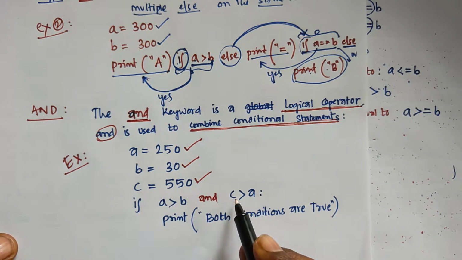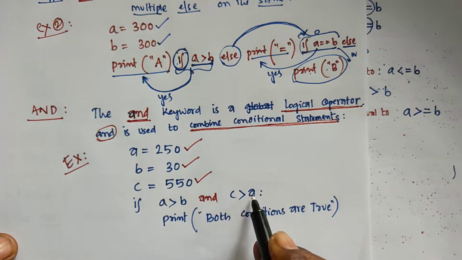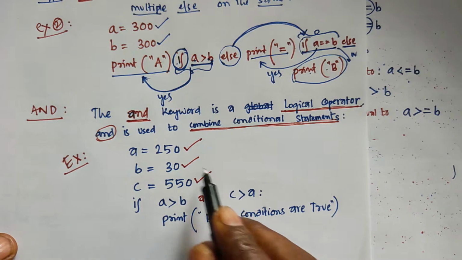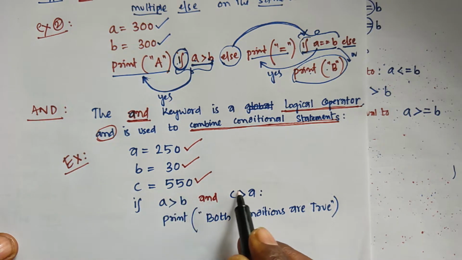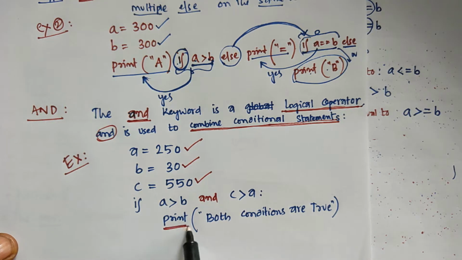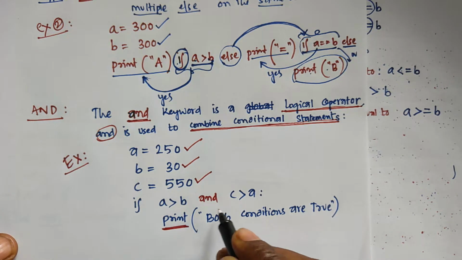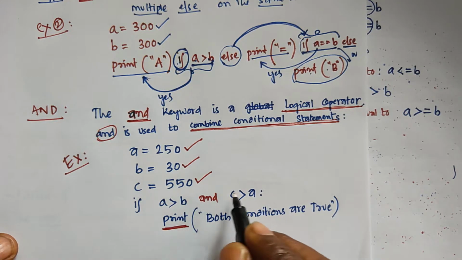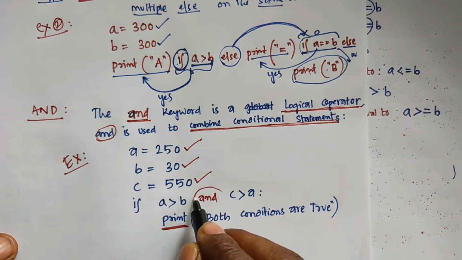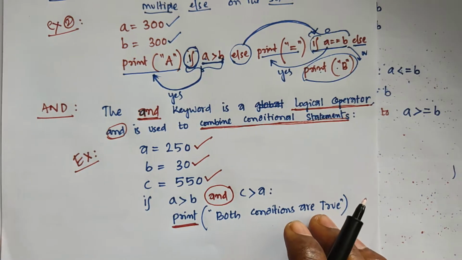What is the second condition? C is greater than A. So C value is 550, A value is 250. So you have to satisfy these two conditions. Then only will the print operation be executed. So for combining two statements, we prefer this type of statement. That is the example for AND.